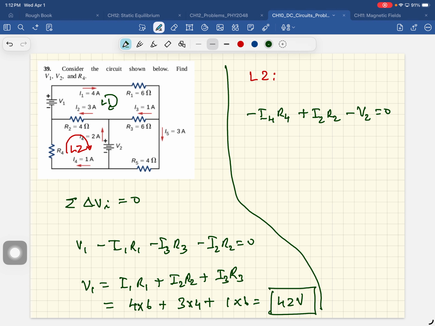What you have to remember is current flows downhill, so the voltage change is negative. When you're going against the current, you're going uphill, so the voltage change is positive. When you're going across this battery, you're going from positive to negative, so the voltage change is negative. All right, so V2 is what you're trying to solve for. V2 is I2 R2 minus I4 R4.